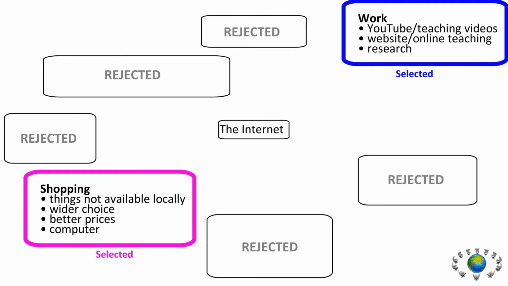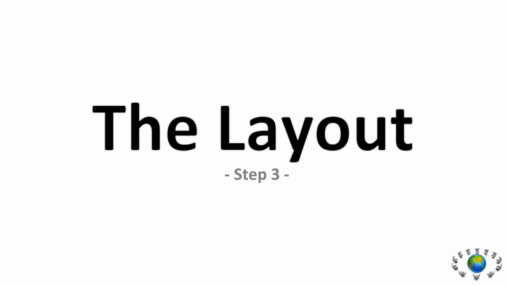So when you select and reject, you look at your brainstorming and you just circle the ideas that you want to use in today's writing. The other ideas are not important. Okay? That's grouping, selecting, and rejecting. We are finished step 2. Now we move on to a very important step. It's the last step before we start writing, and it's called the layout.